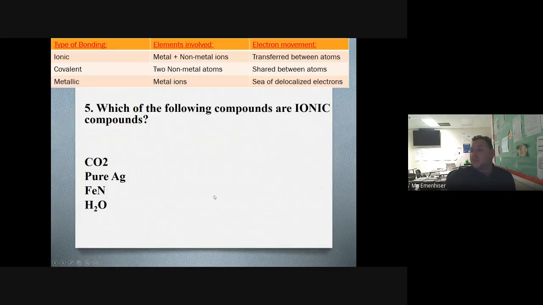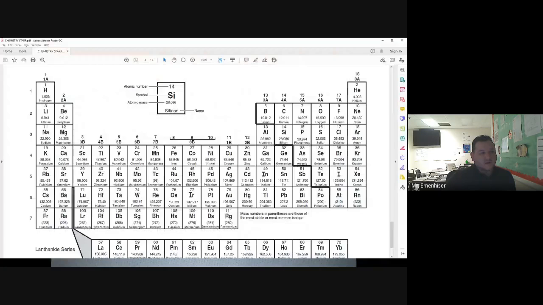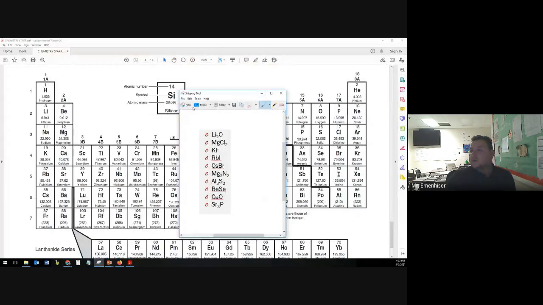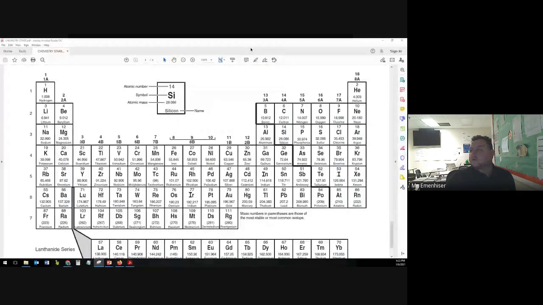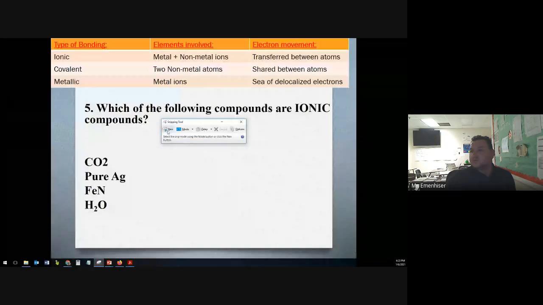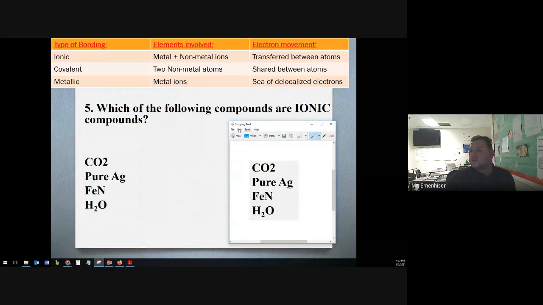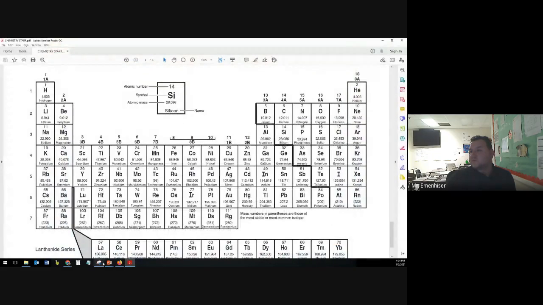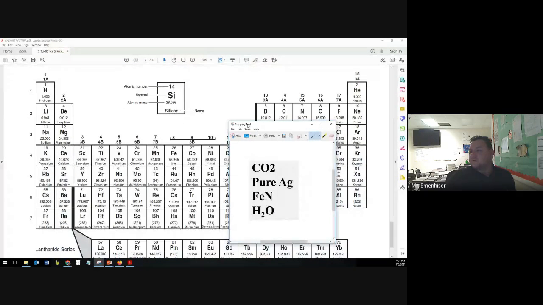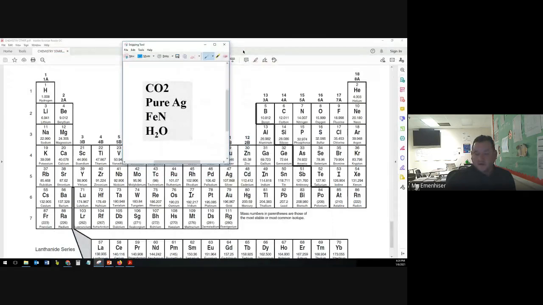Let's keep moving. Number 5, which of the following compounds are ionic compounds? All right, so we need a metal and a non-metal. So if we look at our periodic table, let's do these guys here. Okay, so I got this here. And let's go back to our periodic table. All right, so let's find out what kind of elements these are. So here's our elements here. It looks like it works. All right, so CO2.